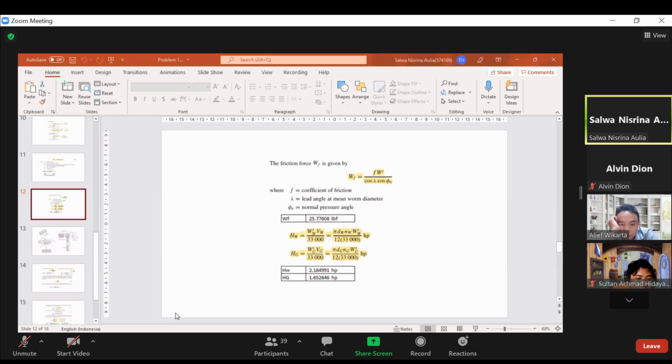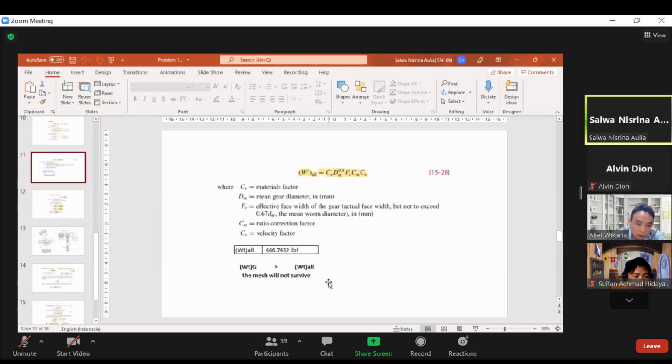Can you see my screen? Yes, the book. From the book, the equation is that the allowable tangential force is bigger than the tangential force in the gear. Then the worm will survive at least 25,000 hours. I am still confused where the 25,000 hours is from.